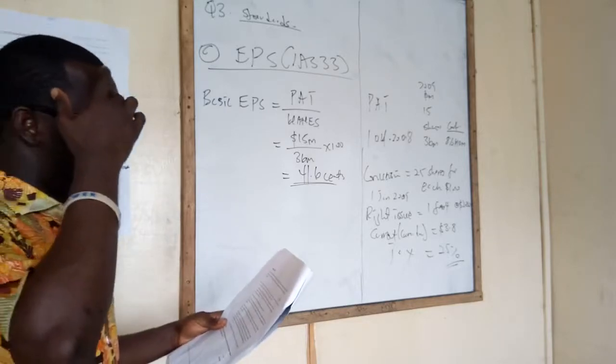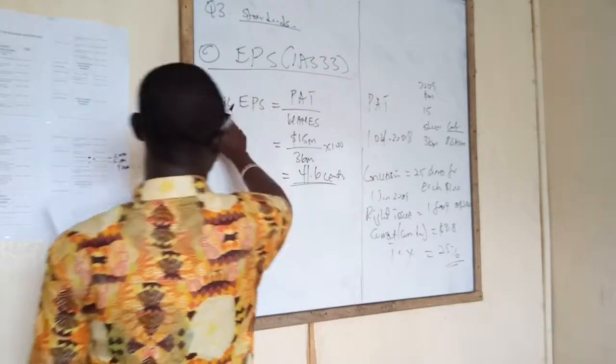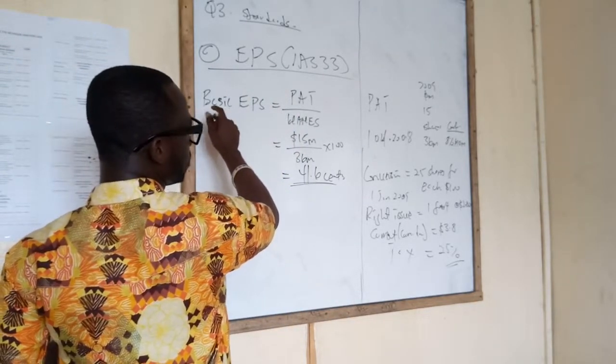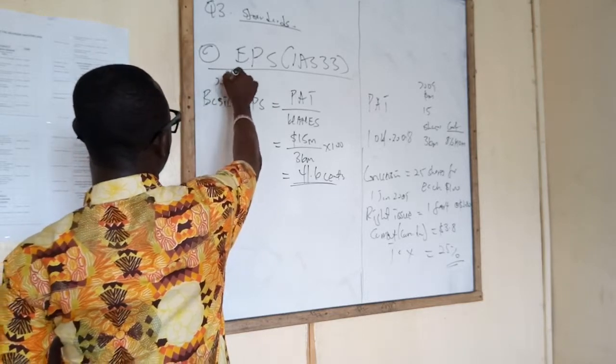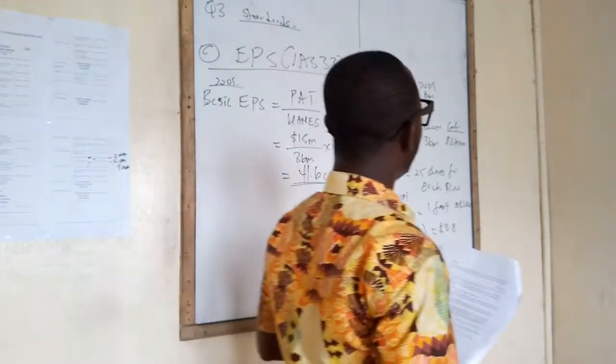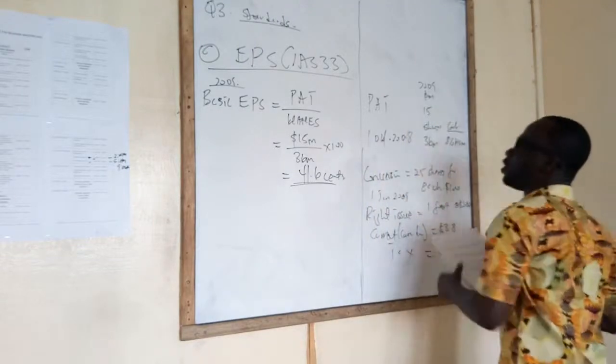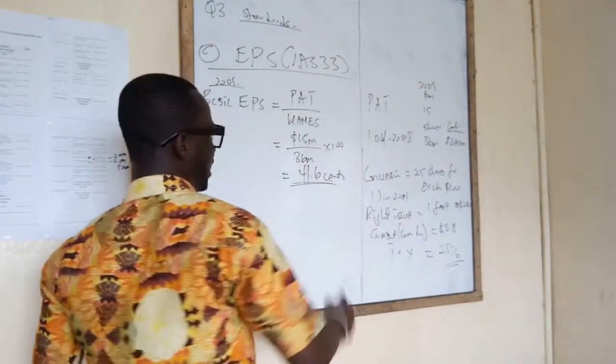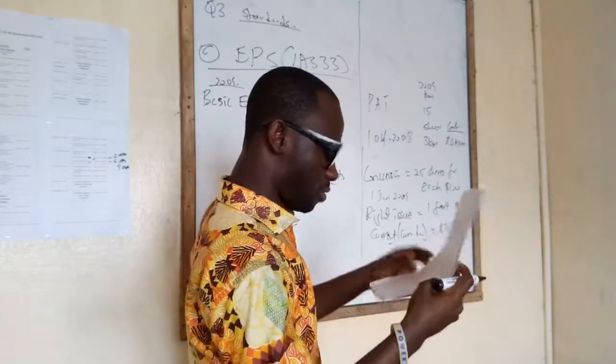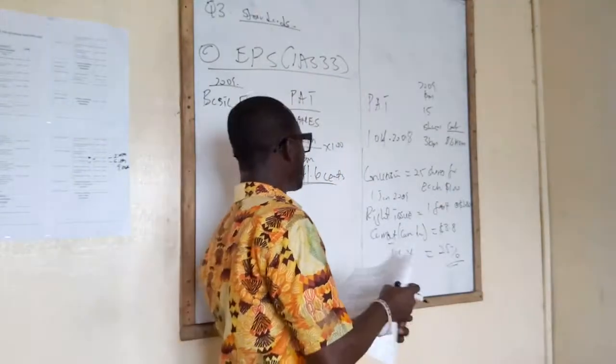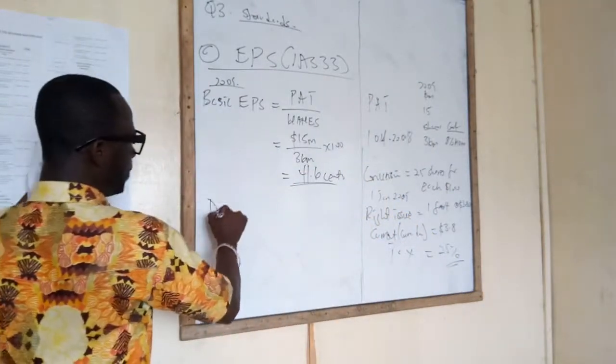So that is the earnings per share for 2009. For 2008, it has been given to us as how much? Or how much was it from the question? 35 cents. So this is the basic earnings per share.